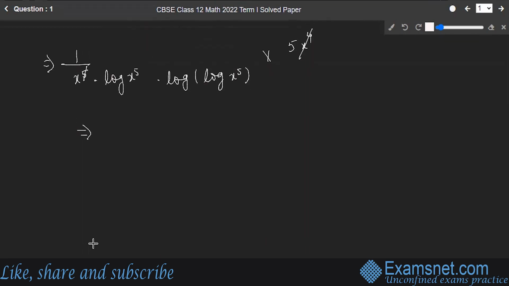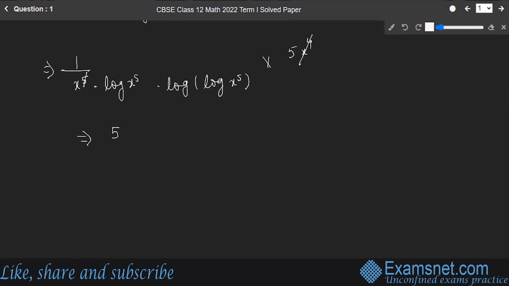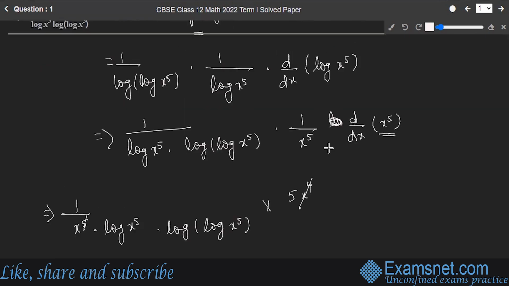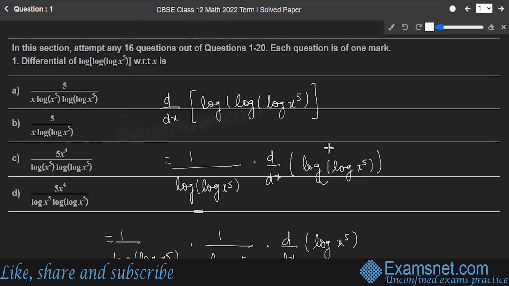So the whole term now becomes 5 upon x into 1 upon log x raised to power 5 into 1 upon log of x raised to power 5. This is the correct answer. Now let's choose which of the options is correct. Option A is the correct answer. Hope you have got that.